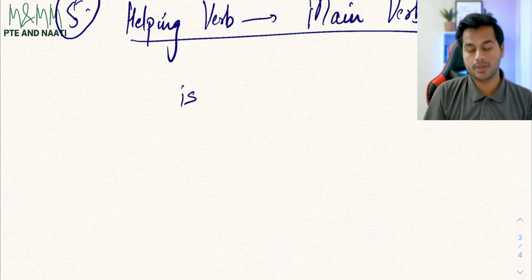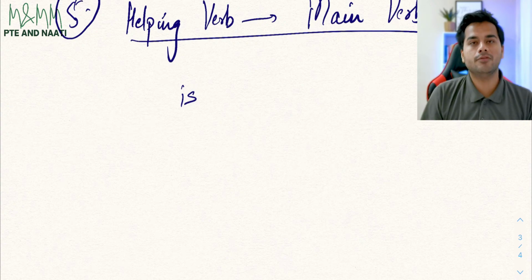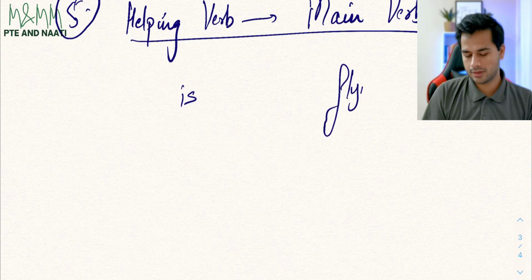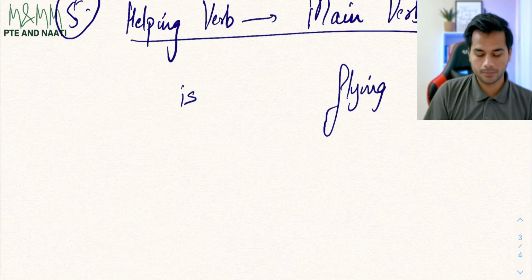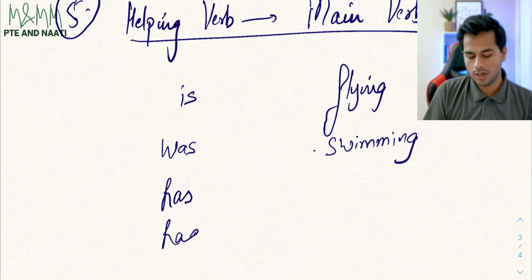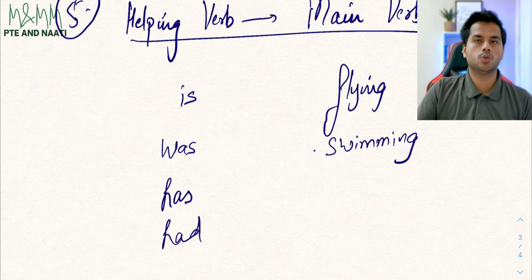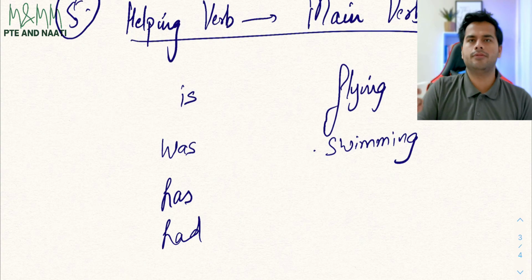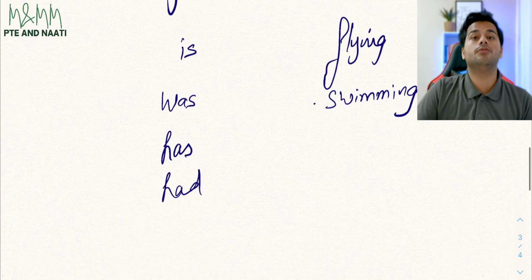Helping verb means "is", main verb means "flying". For example, helping verb can be "was", main verb can be, let's say, "swimming", "has", "had". All these words, is, am, are, was, were, has, have, had, all these are helping verbs, as the name says. And any word which is a main action word, fly, swim, eat, sleep, run, all these main words are going to be action words, are going to be main verbs.